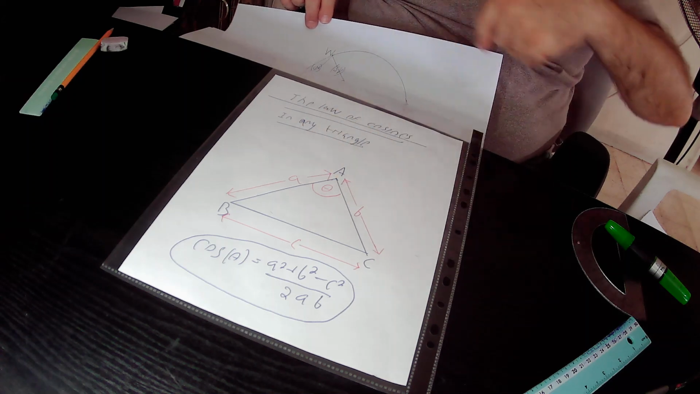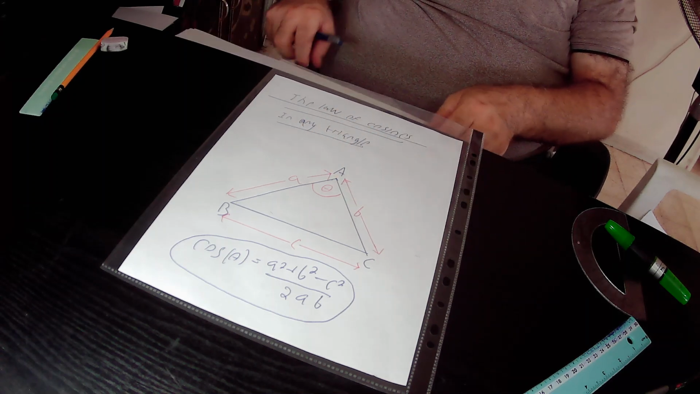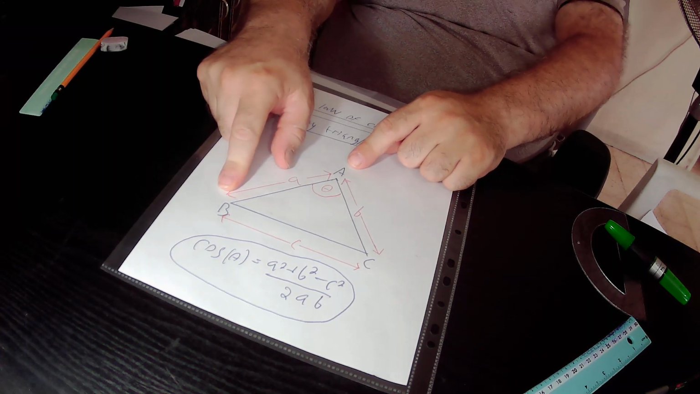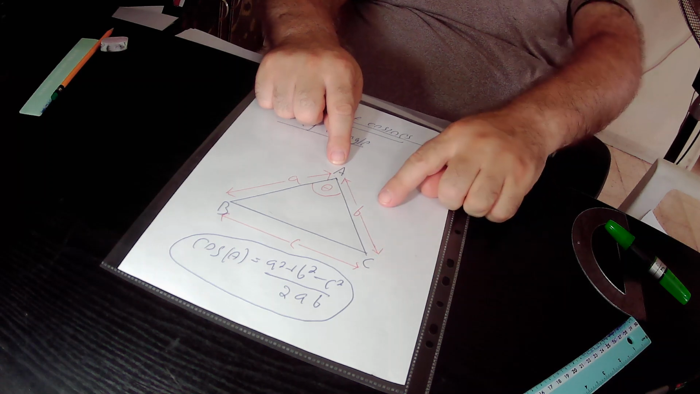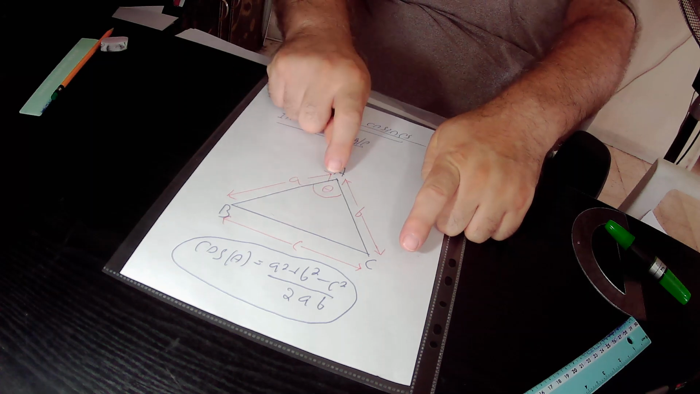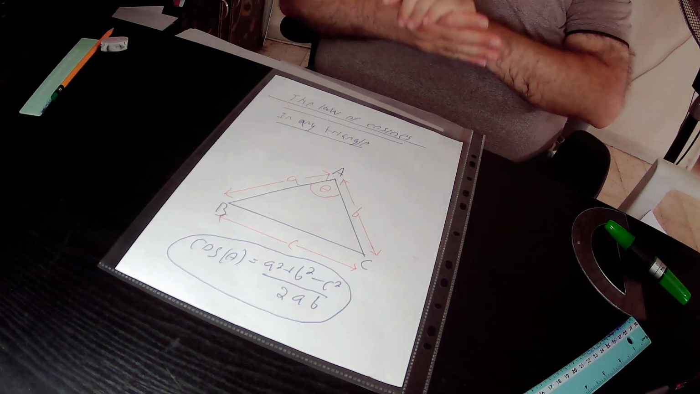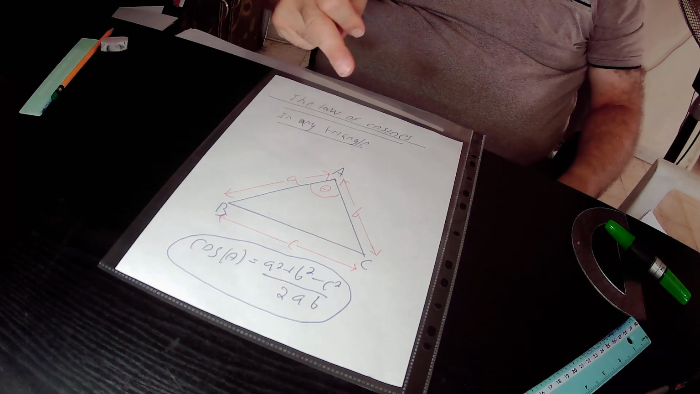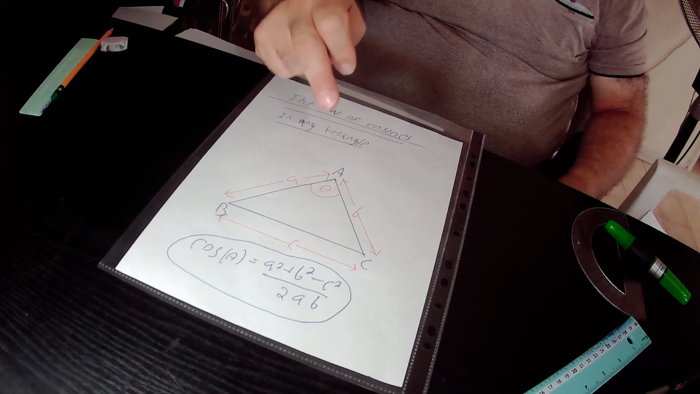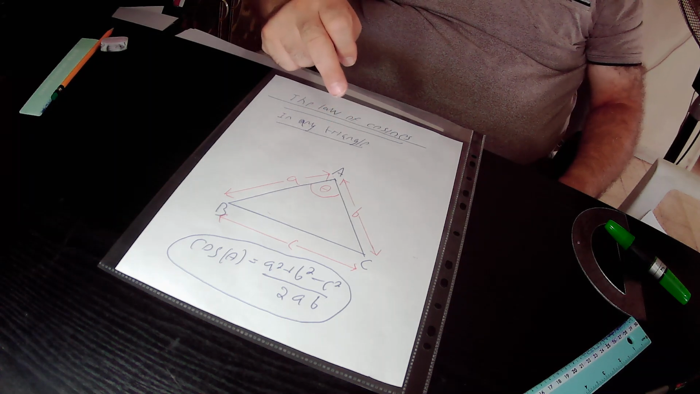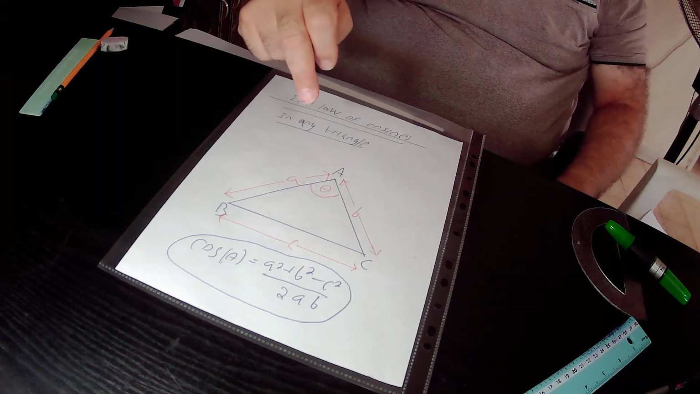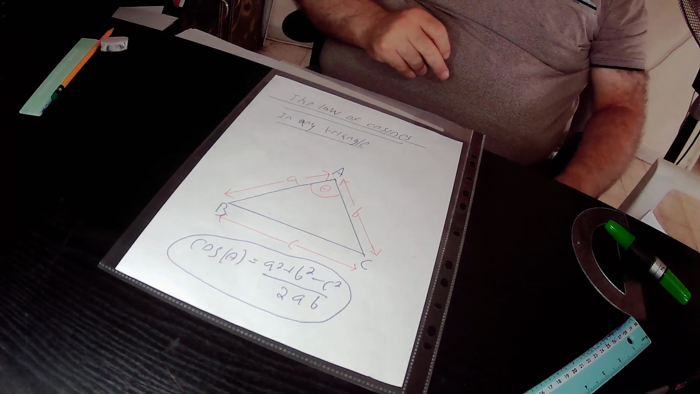So this is triangle ABC, this could be any triangle. This is side AB, that is equal to A units in length. This is side AC, that is equal to B units in length. This is side BC, that is equal to C units in length. This is angle theta. According to the law of cosines, cosine theta equals A squared plus B squared minus C squared over 2 times A times B.